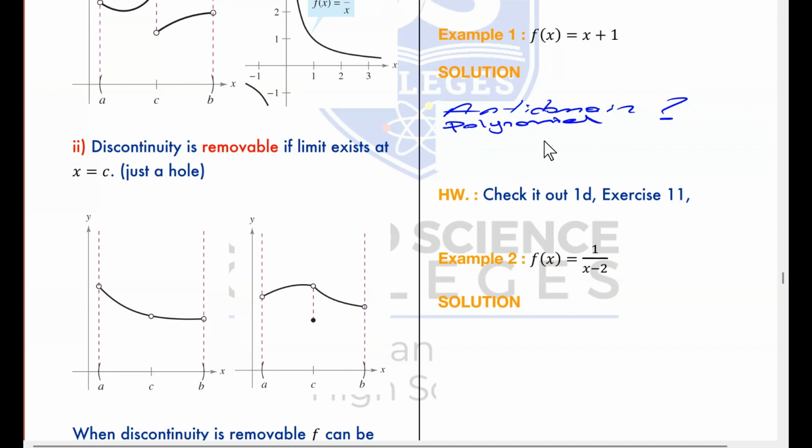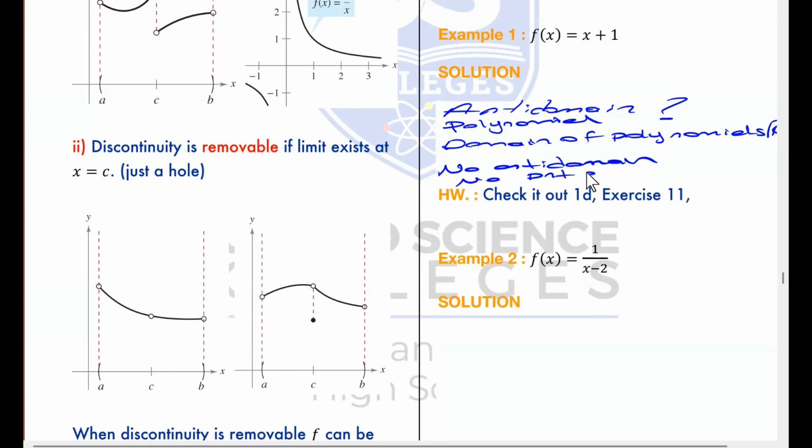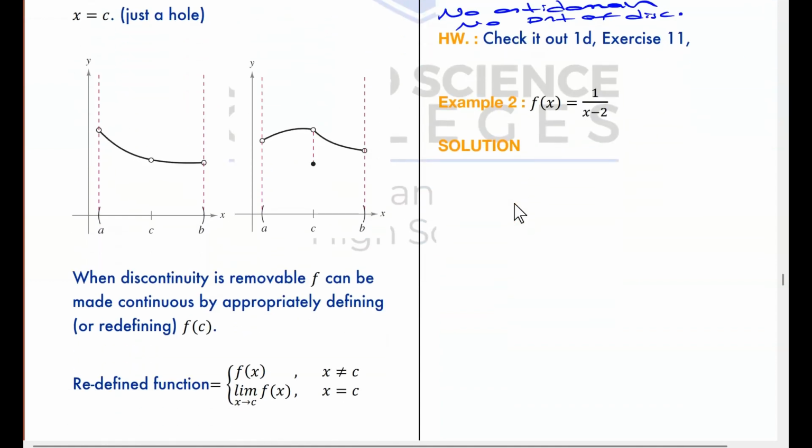We know that polynomial functions are defined everywhere. So the domain of polynomials is all real numbers. If all real numbers is the domain of polynomials, there is no anti-domain. If there is no anti-domain, there is no point of discontinuity. Alright, so for polynomial functions, no point of discontinuity. Let's continue with an inverse function and a rational function. So what is the domain?